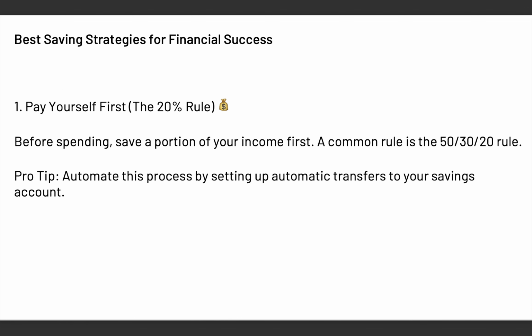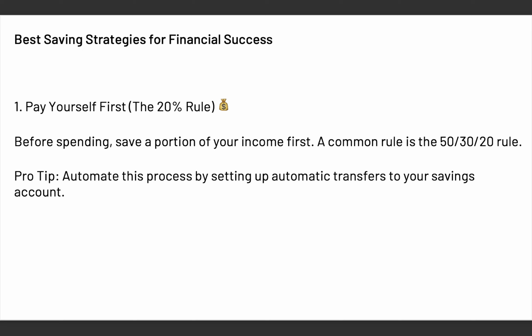So now, what are the best saving strategies for financial success? What are the best strategies to save money? Now, the first one is to pay yourself first, which is the 20% rule. This means that before spending, save a portion of your income first. Now, a common rule is the 50-30-20 rule, which I've explained earlier, and I said 20% should go into your savings and investment. So always use the 20% rule and use 20% of your income to save or invest.